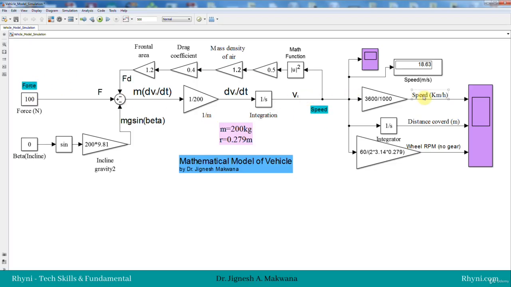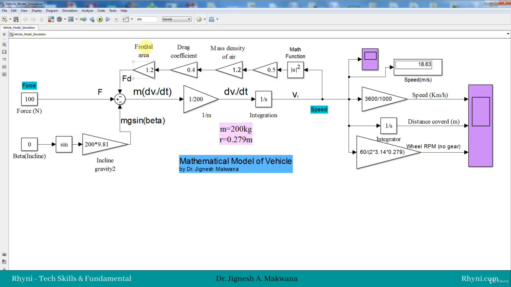Here speed will be in meters per second. And if you remember the equation of Fd, the aerodynamic drag force, we have several components: frontal area, drag coefficient, mass density of air, and a factor of 1 by 2, that is, multiplied by 0.5.